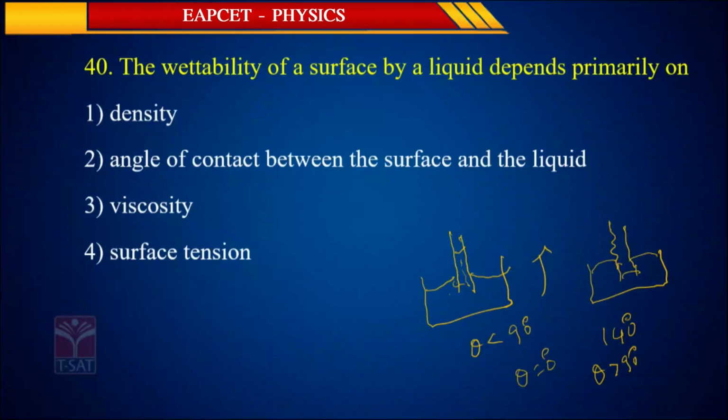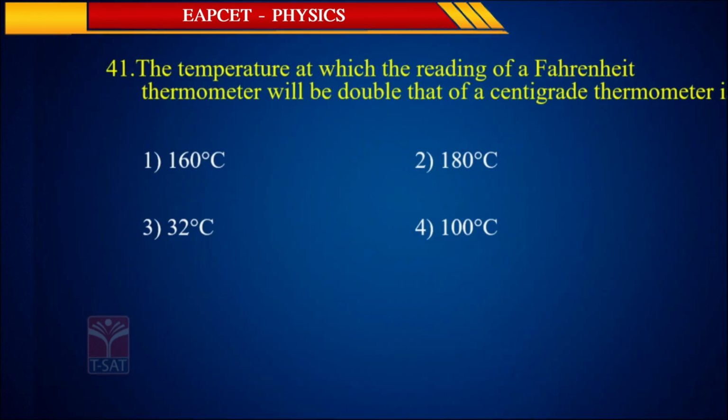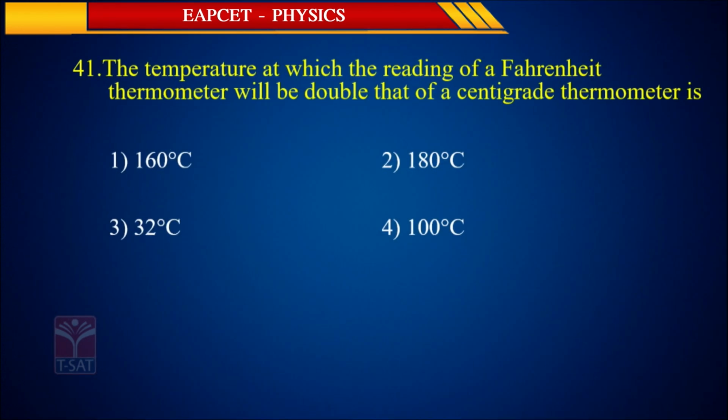I have already told you about surface tension. What is surface tension? Force by length. The force acting per unit length is known as surface tension. Okay, and here: the temperature at which the reading of a Fahrenheit thermometer will be double that of a centigrade thermometer. Dear students, this is very important. Whenever we find out temperature, we find it in the Celsius scale, the Fahrenheit scale, and the Kelvin scale. You need to know this formula.